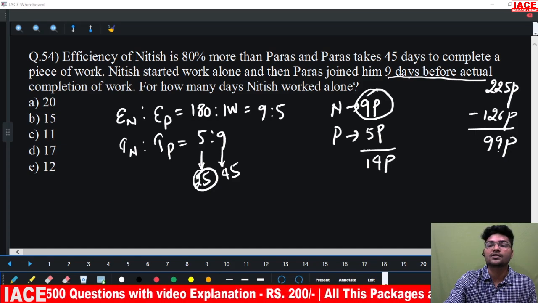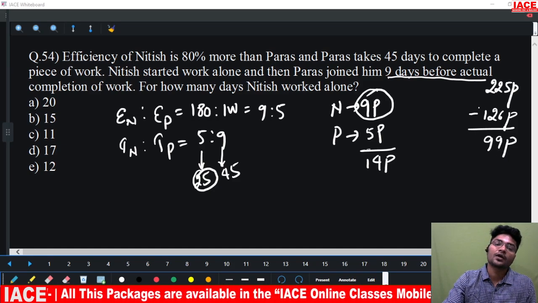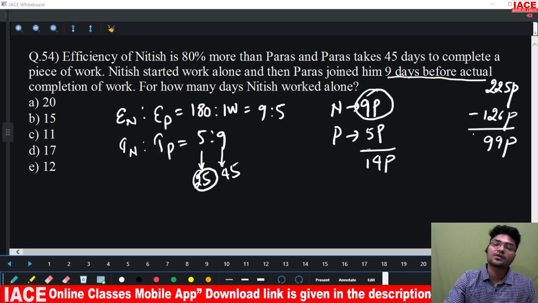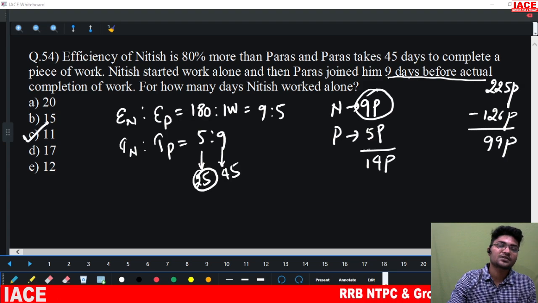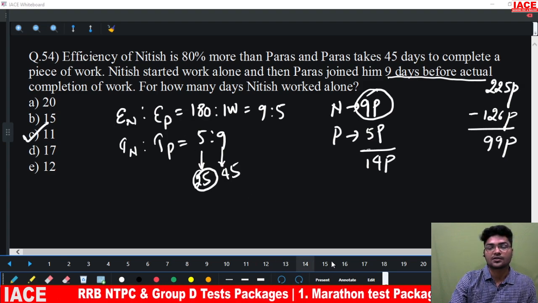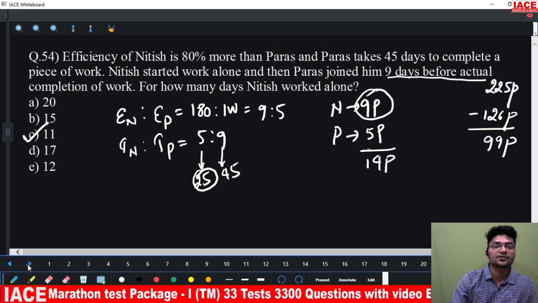99 parts in how many days will he do? In one day, Nitish is doing 9 parts. 99 parts he will do in 11 days. 11 days means option C. Option C is our correct answer.